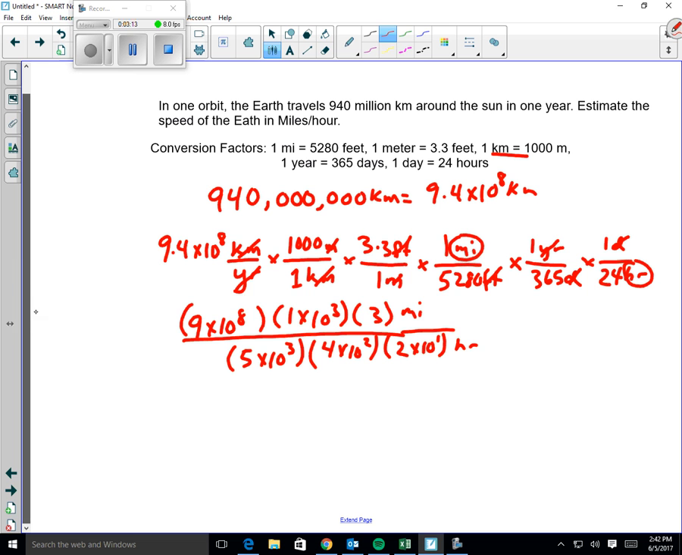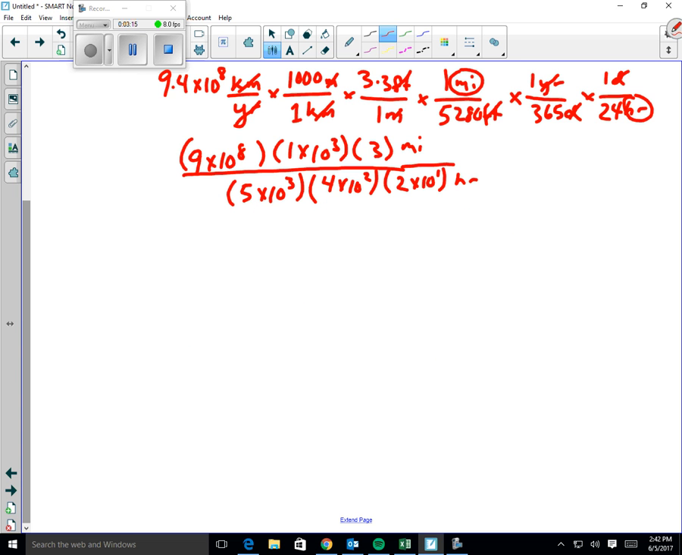So now I can pull out the scientific notation, the powers of 10. I'm going to get 9 times 3 times 10 to the 8th times 10 to the third, and then over 5 times 4 times 2. And then I'm going to take these powers of 10 from the bottom and bring them up to the top, change the sign. So 10 to the minus third, times 10 to the minus 2, times 10 to the minus 1.